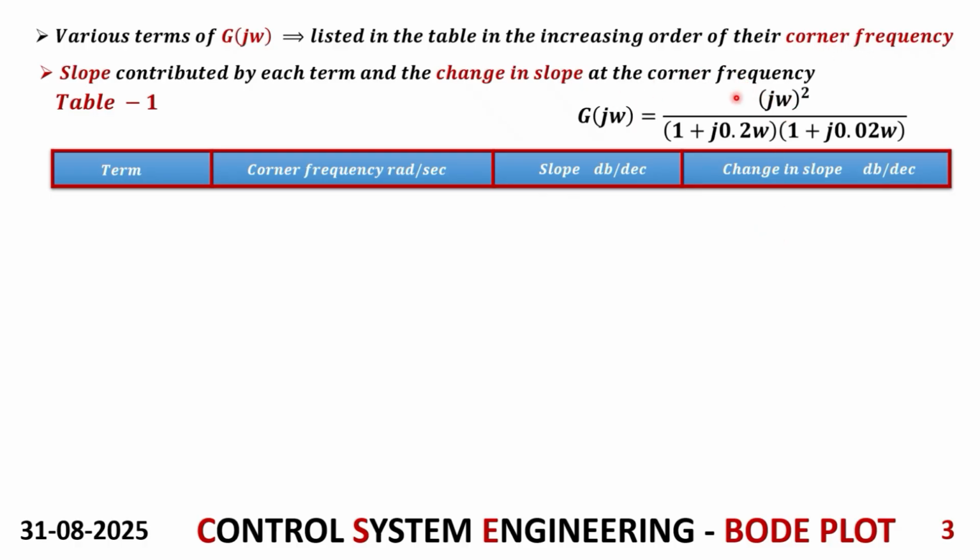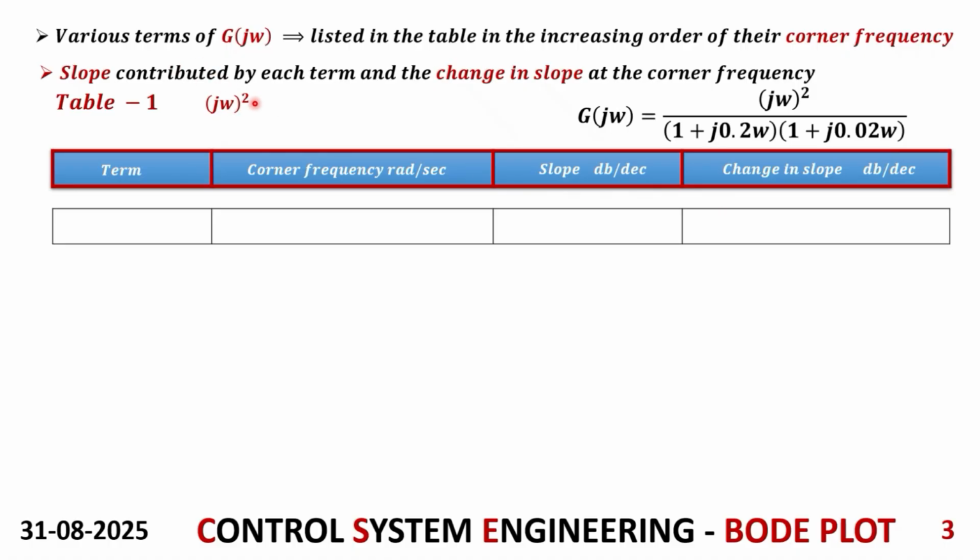So when we see this transfer function, we have three terms here. We'll see one by one how to write the table for these three terms. The first term is (jω)². Corner frequency is not there. Slope is 40, since for every s you replace it by 20 dB per decade. So the change in slope is 40, or we can write it as a hyphen.